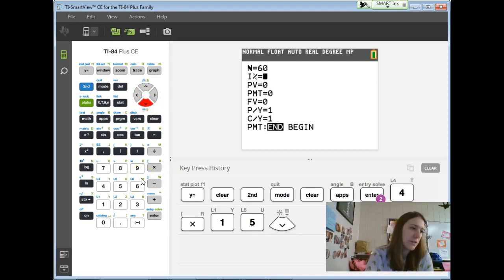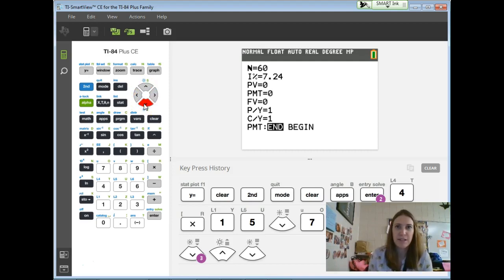The interest was 7.24. Present value, I don't know, and we'll find out in the future of doing these questions that 0 is just in place of things that either I don't know or aren't going to change the problem in any way. The future value is something I'm going to calculate in a second, but I do need to change the payments per year and the compoundings per year to 4. Now, for payment, we're always going to leave them as end.